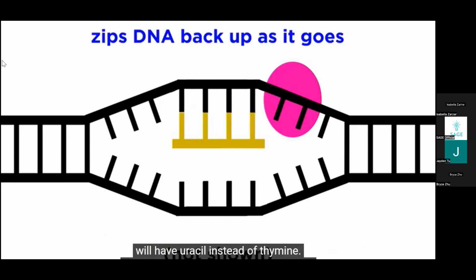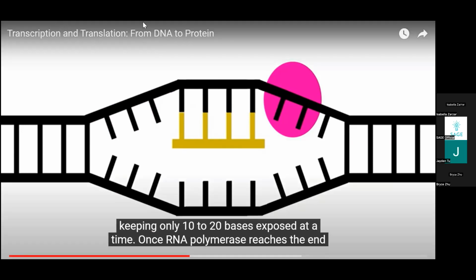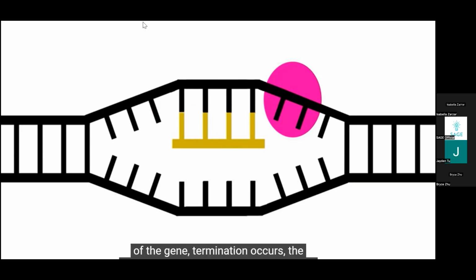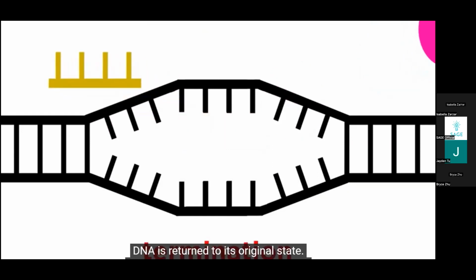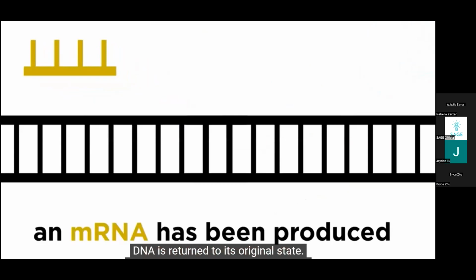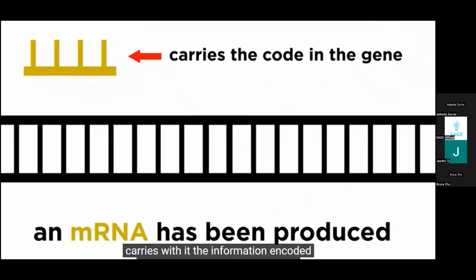Unlike replication, RNA polymerase zips DNA back up as it goes, keeping only 10 to 20 bases exposed at a time. Once RNA polymerase reaches the end of the gene, termination occurs. The enzyme detaches from the gene and the DNA is returned to its original state. But we have produced an mRNA. This carries with it the information encoded in the gene.